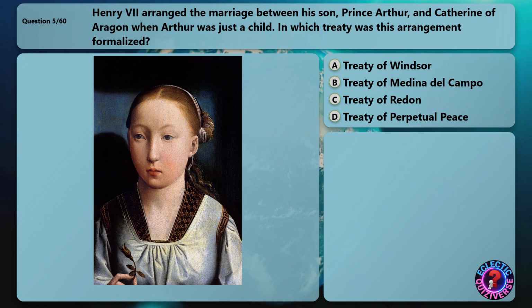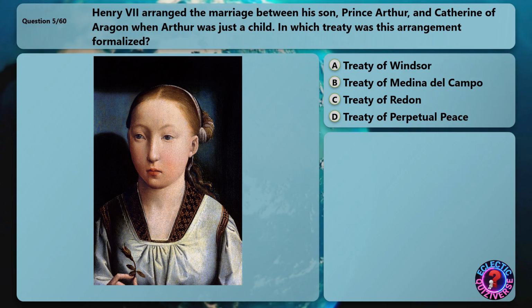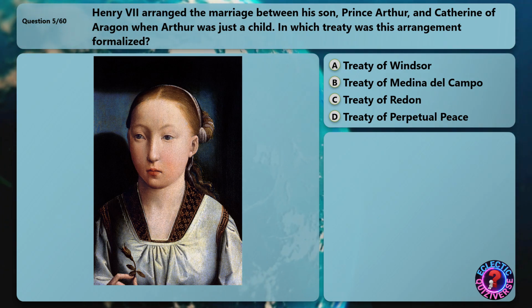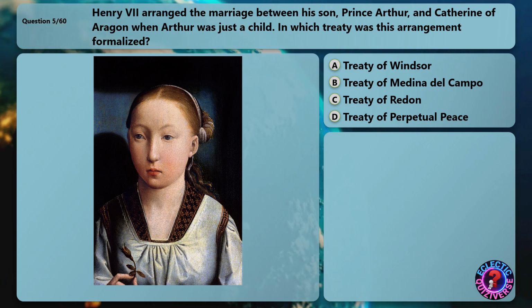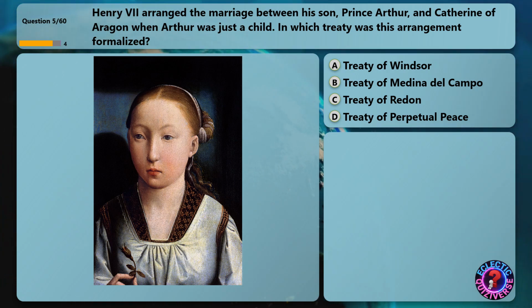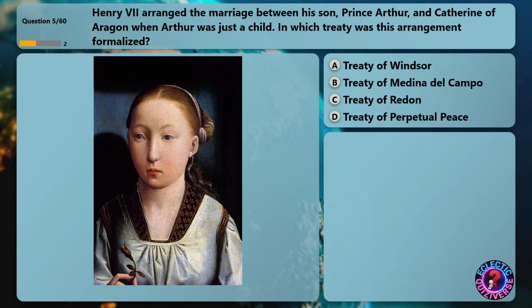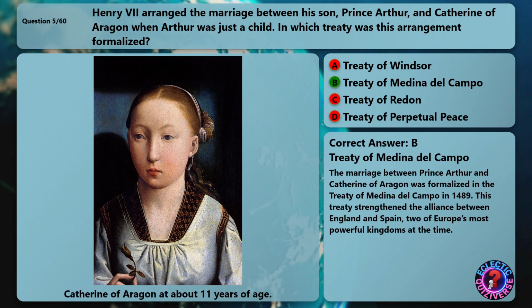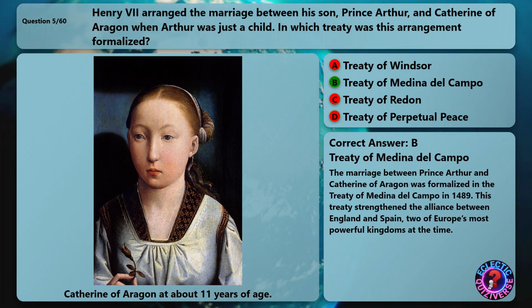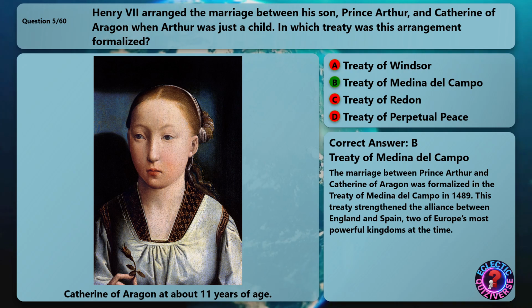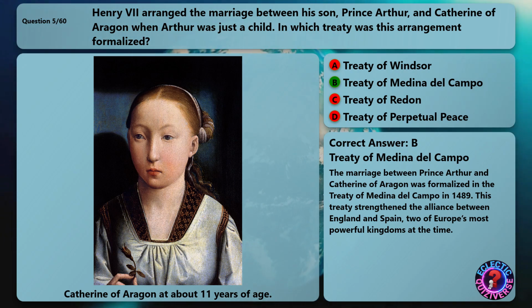Henry VII arranged the marriage between his son, Prince Arthur, and Catherine of Aragon when Arthur was just a child. In which treaty was this arrangement formalized? The correct answer is Treaty of Medina del Campo. The marriage between Prince Arthur and Catherine of Aragon was formalized in the Treaty of Medina del Campo in 1489. This treaty strengthened the alliance between England and Spain, 2 of Europe's most powerful kingdoms at the time.